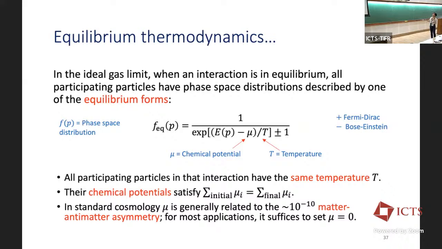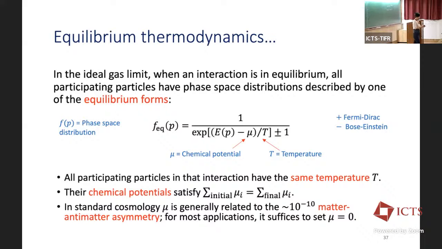It will be something like this, f_eq, this expression, an exponential of energy minus chemical potential divided by the temperature, plus or minus 1, depending on whether you're trying to describe a fermion or boson. An important thing is that all the participating particles in that interaction will have the same temperature. That's the zeroth law of thermodynamics. And the chemical potentials of all the participating particles will also have to satisfy a relation like this. You add up all the initial chemical potentials, and they will have to be equal to the final chemical potentials if the interaction is happening at equilibrium rates.